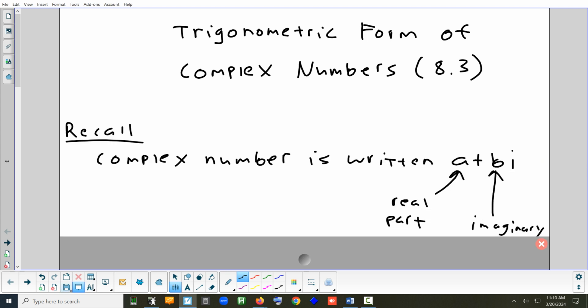So this is the way we've always written complex numbers. That's the format: a plus bi, where a is the real part and b is the imaginary part. That's an example. In that particular case, the real part is 2, and the imaginary part is 3.